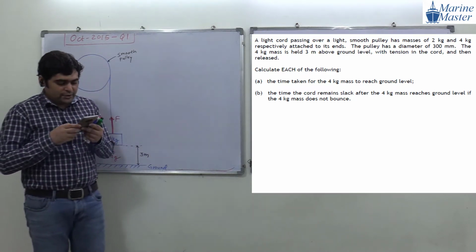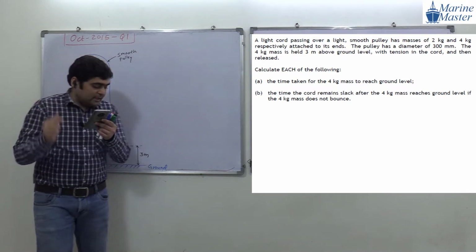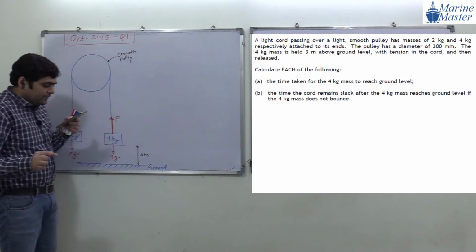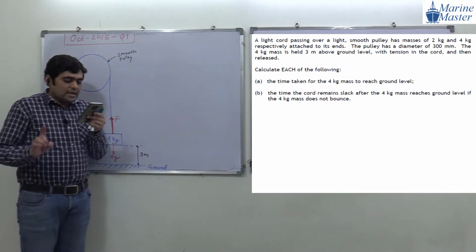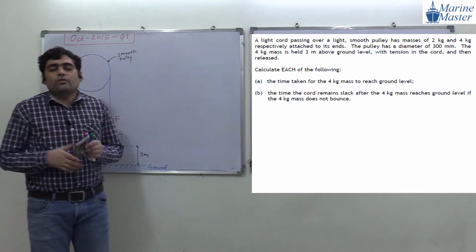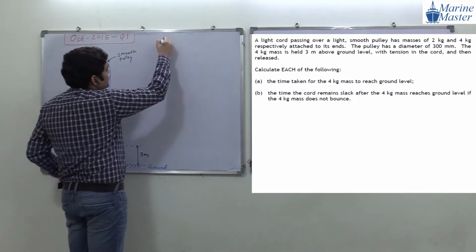Now, guys, see what they are saying in the question. The 4 kg mass is held 3 meter above the ground level with the tension in the cord and then released. There is tension in both cords and then released. What is meant by release? What is the meaning of release? Initial velocity will become what, guys?